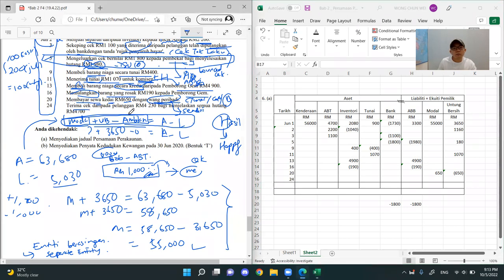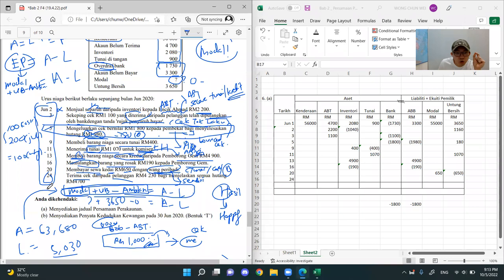24th. Terima cek daripada pelanggan. Your ABT 4,230 bagi menjelaskan semua hutang 4,700. Now, this one is a bit similar to number 5. Alright. So, when you read 5, ialah mengeluarkan cek okay, untuk menyelesaikan hutang this much. You pay lesser, but you clear off the hutang, which is higher. Okay? But for now, it's the balik. Sekarang, you terima. You tak bayar. You terima cek. Okay, we do this earlier.